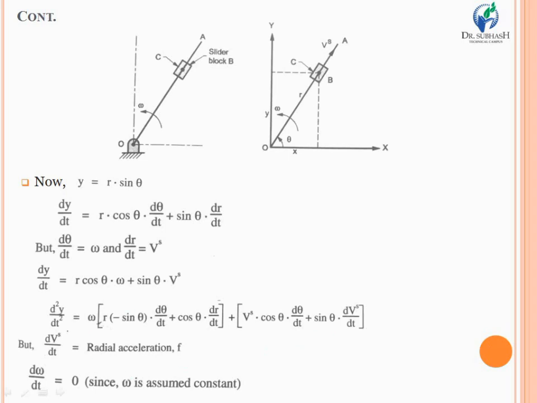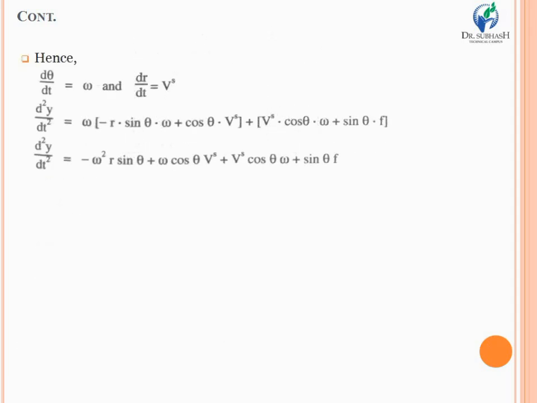Again from this equation we can say that d²s upon dt², that will be the radial acceleration, and the change in angular velocity with respect to time is equal to 0, because ω, that means angular velocity, is constant. So by putting both of these values in the above equation, you can have the final relation: dθ/dt is equal to ω, and dr/dt is vs.